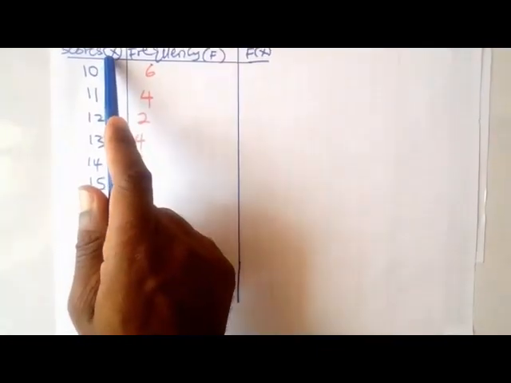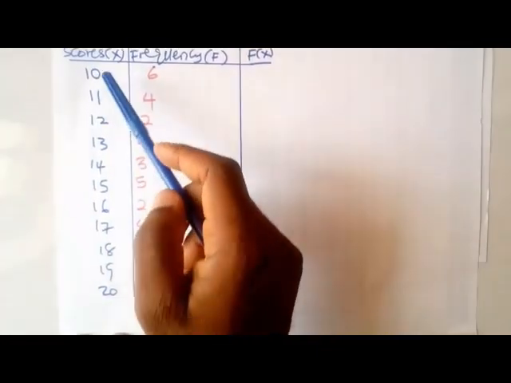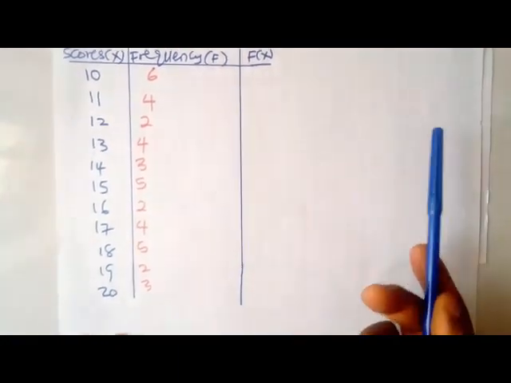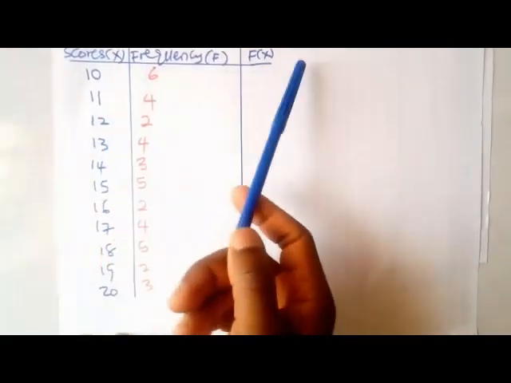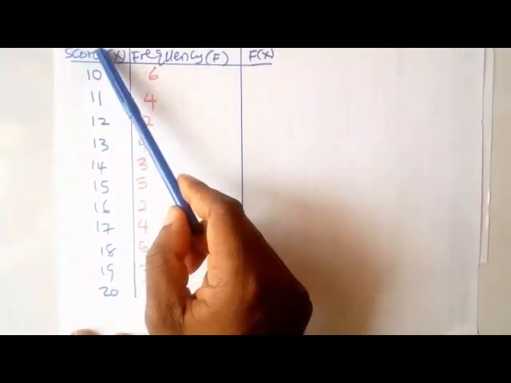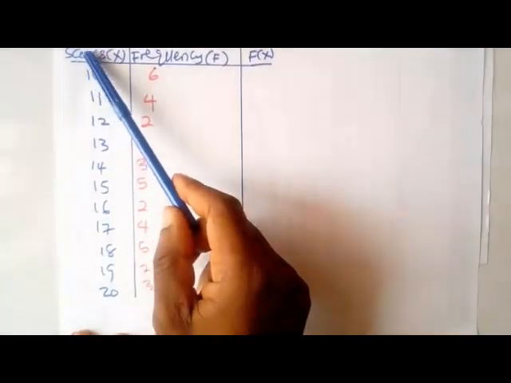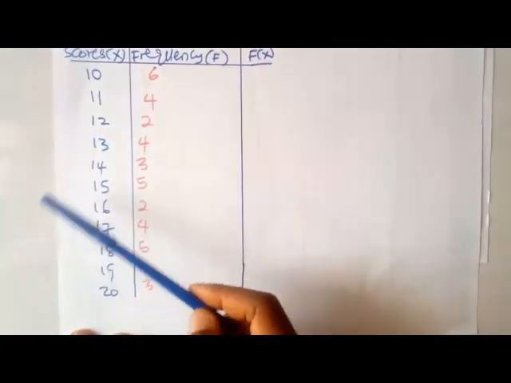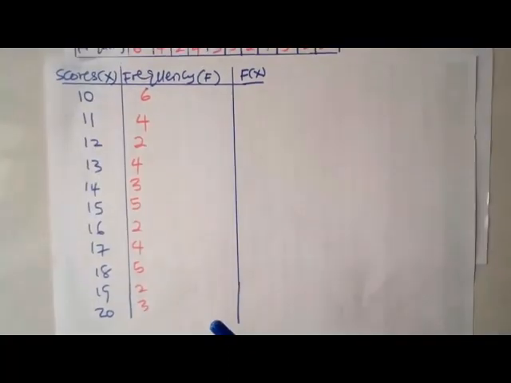Remember, whatever the item is, just name it X. Because the formula, and I'm going to give you the formula very soon, is about F and X. Whatever the item is, if it is height, score, weight, or age, you just put it here, but just use the letter X to represent that, okay?